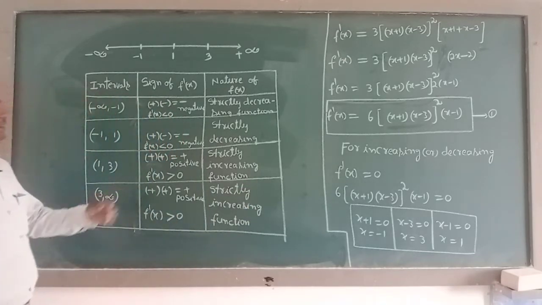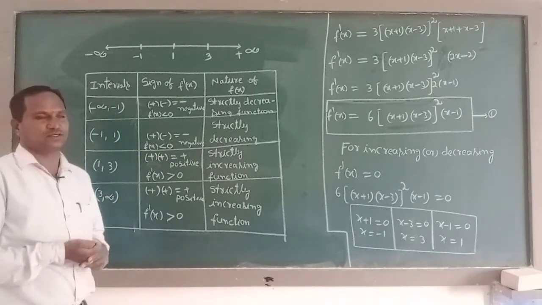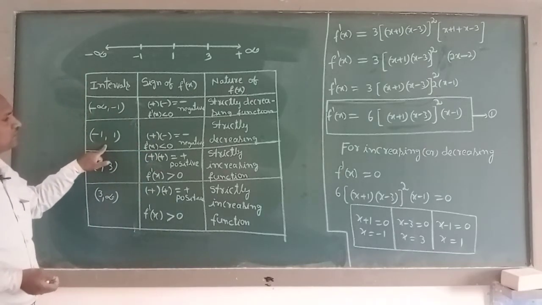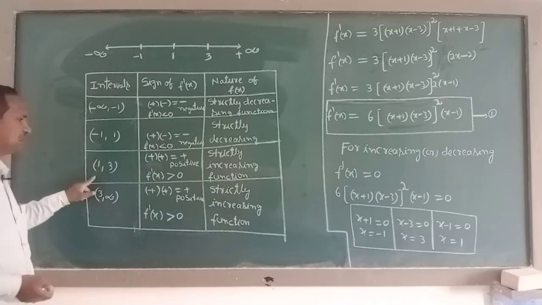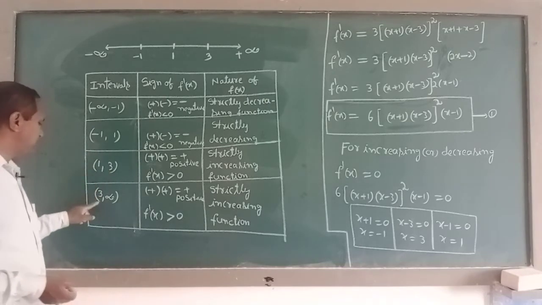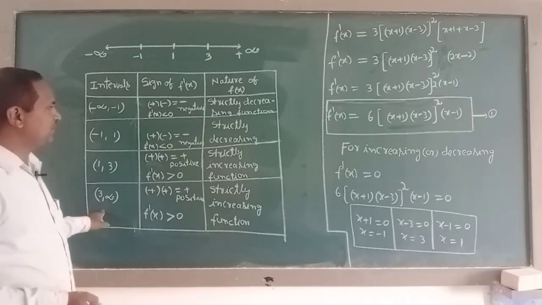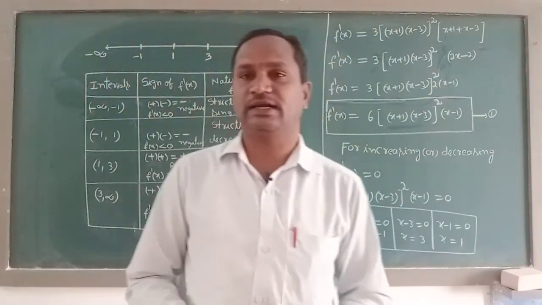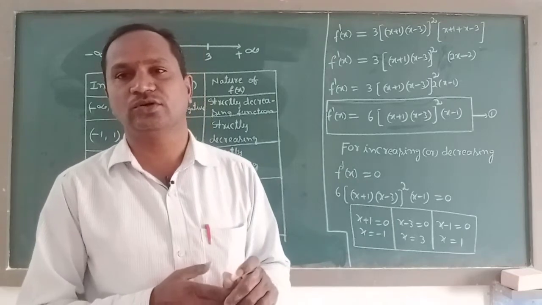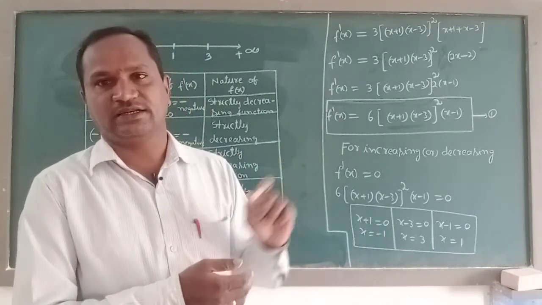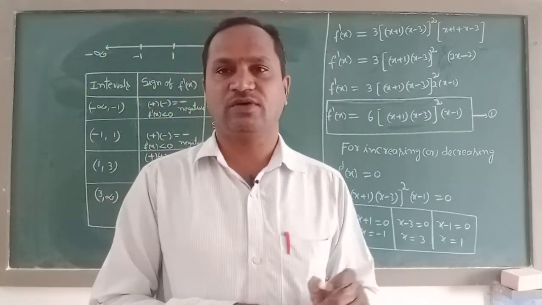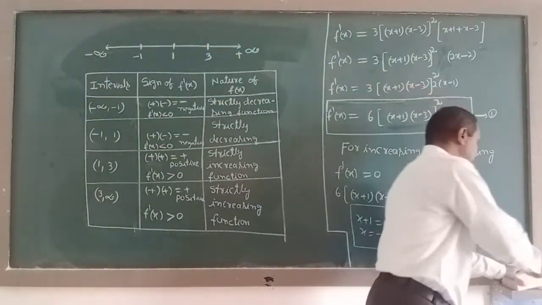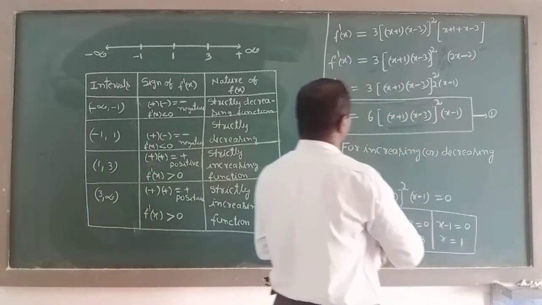Like that we are taking intervals for this. In the first interval strictly decreasing, the second interval also strictly decreasing, the third interval strictly increasing, and the fourth interval strictly increasing, based on the differentiable function being less than 0 and greater than 0. Like that we are going to find the strictly increasing and strictly decreasing functions. But how to write strictly increasing or strictly decreasing, about that I will tell you now.